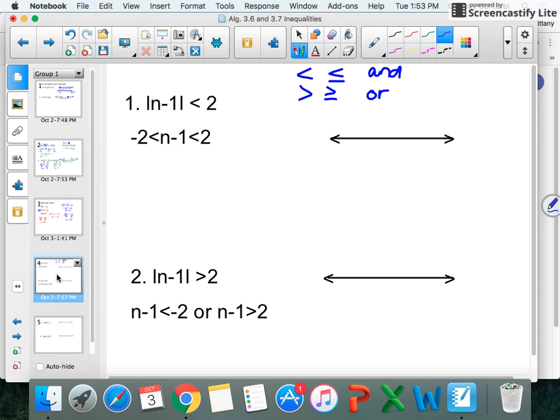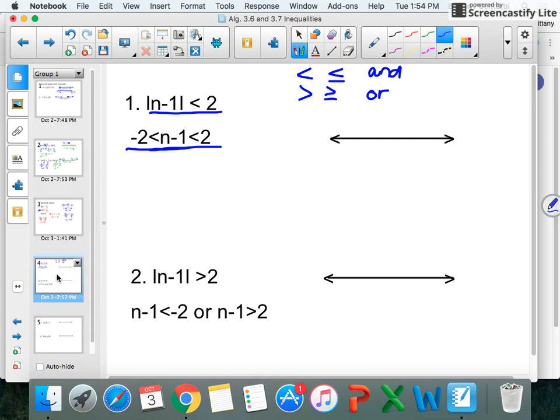So if we look at this first problem, it says the absolute value of n minus 1 is less than 2. Since it's less than or equal to, I'm going to make it an and problem. When you make it an and problem, you put the problem in the middle. So this whole part stayed the same, so we didn't change anything. All we did then was add a less than symbol here, and then you also make it with a negative 2. Whatever the number is, that's what you're going to change it to, so it'll be just the negative of that number.